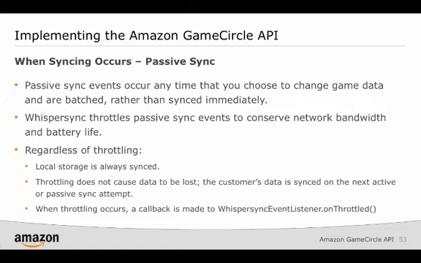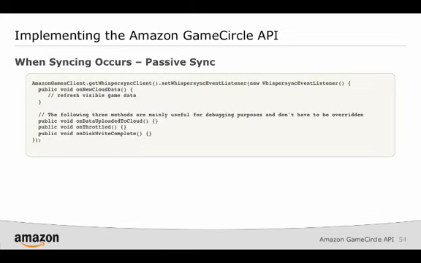WhisperSync stores local game data in your application's storage space in an obfuscated text file. Throttling does not cause data to be lost. The customer's data is synced on the next active or passive sync attempt. When throttling occurs, a callback is made to WhisperSync Event Listener on throttled. When debugging, it may be helpful to set a WhisperSync Event Listener and override its methods to track specific types of data transfer. This isn't required for normal operation, however.